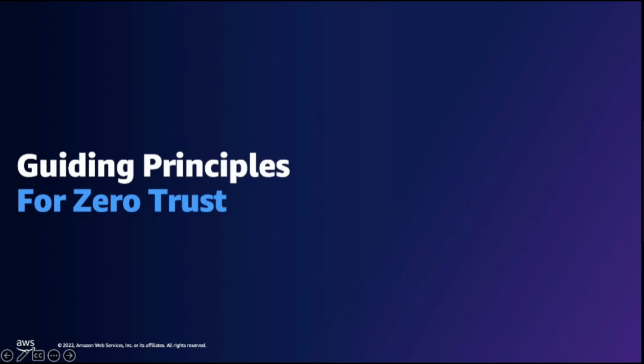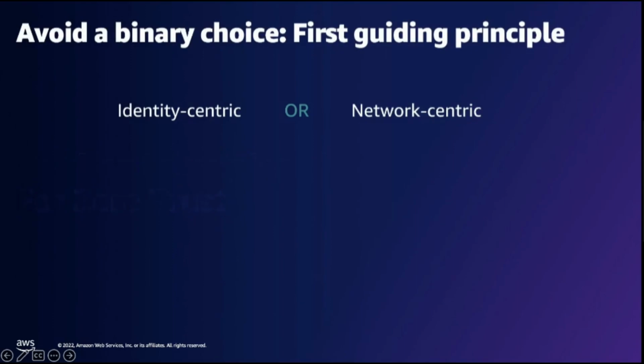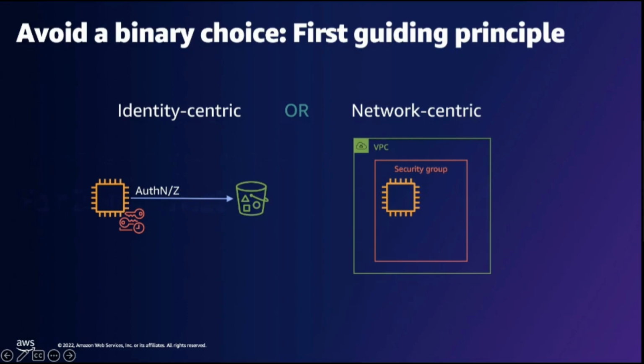All right, now let's have a look at the guiding principles for zero trust. So the first guiding principle is to avoid a binary choice. As mentioned, traditionally, implementing network security controls was enough, and it was pretty much what organizations implemented. But technology has advanced, and attackers have always found a way to exploit digital assets. Simply implementing firewalls to filter traffic isn't enough anymore, and that has led to most people in the industry saying that the network perimeter is dead.